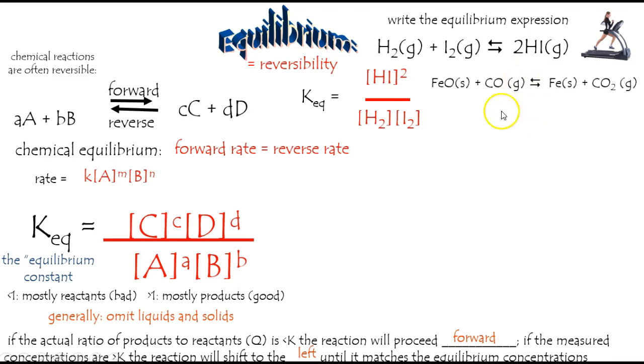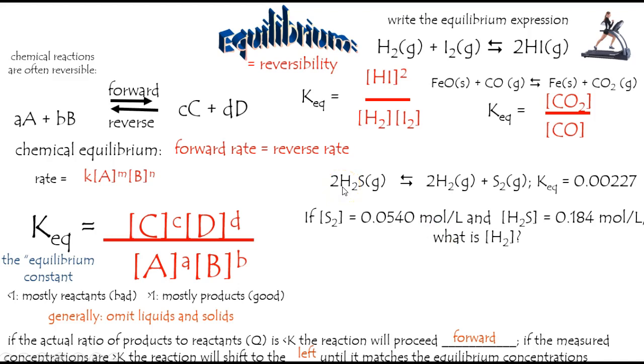For this one, not so much. We've got a solid here and a solid there. We're going to omit them. They cannot reverse, and therefore they are just locked in. So it's going to be equal to the concentration of carbon dioxide over the concentration of carbon monoxide, and that's it.